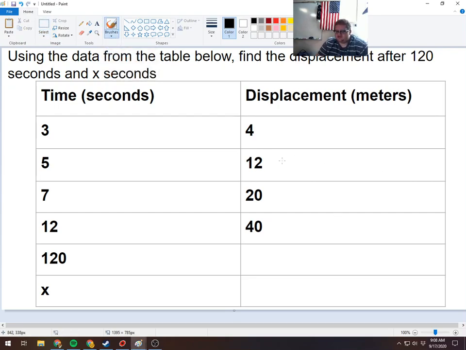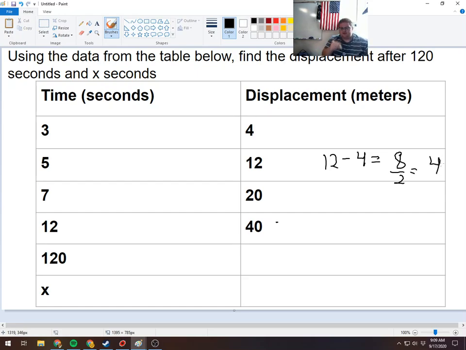Right, so it's at 12, and at 3 seconds it's at 4. So 12 minus 4, it went up. The difference would be obviously 8. But that was from 5 and 3, that's for 2 seconds. So it looks like 8 divided by 2. So it looks like it goes up by 4 every time.